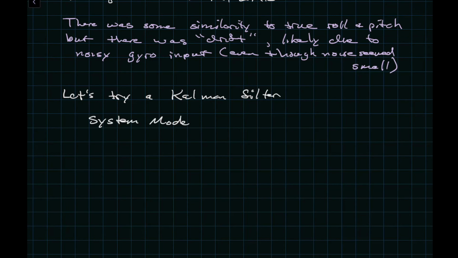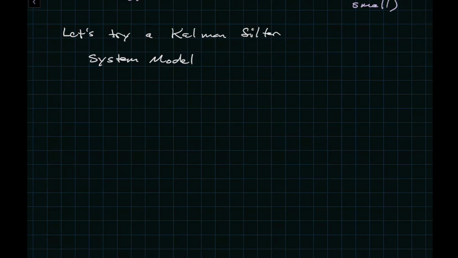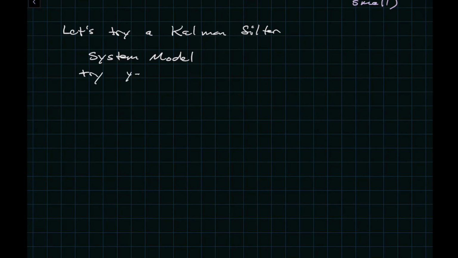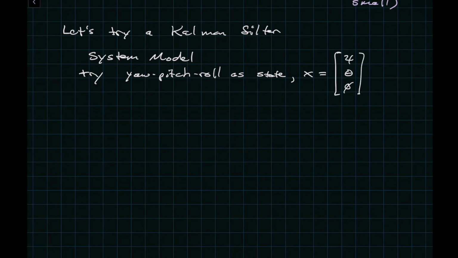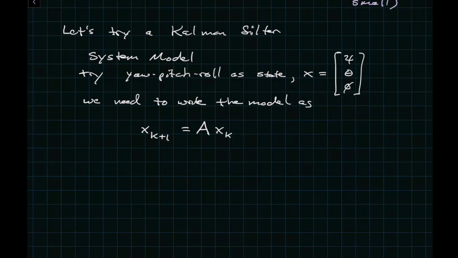We first need to come up with a system model. Now, if we use for the Kalman filter the yaw, pitch, and roll as our state, let's see what happens there. The state is what we call X. So if for X we've got yaw, pitch, and roll, then we need to write the model as the yaw, pitch, and roll at time k+1 equals some matrix A times the yaw, pitch, and roll at time k, where A has to not depend on X. So it can't depend on yaw, pitch, and roll.